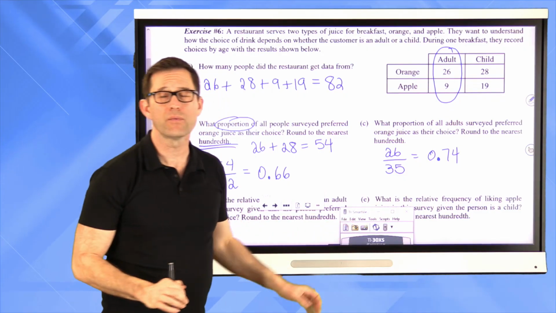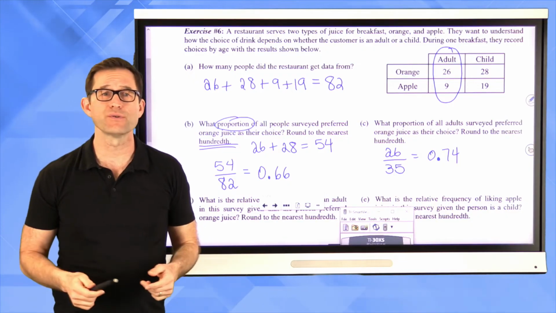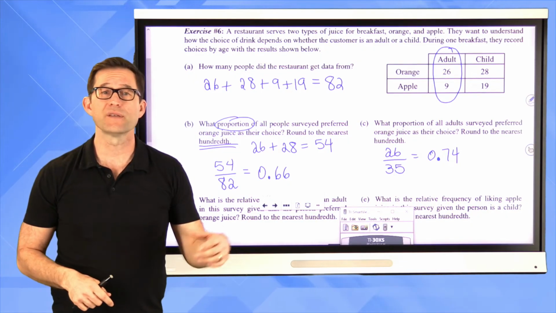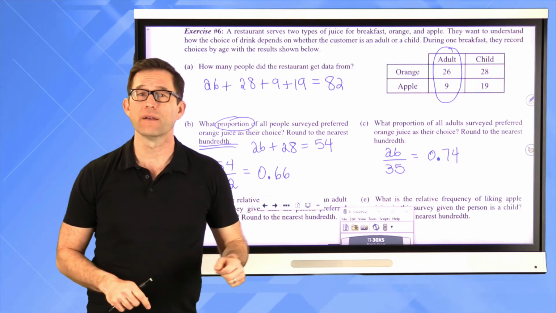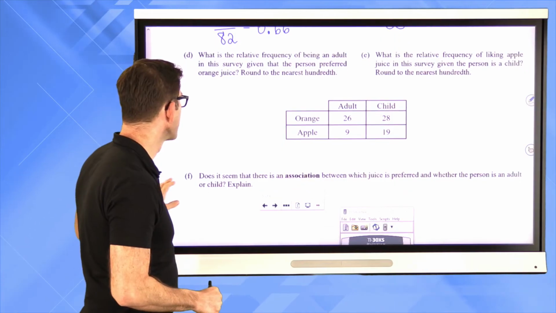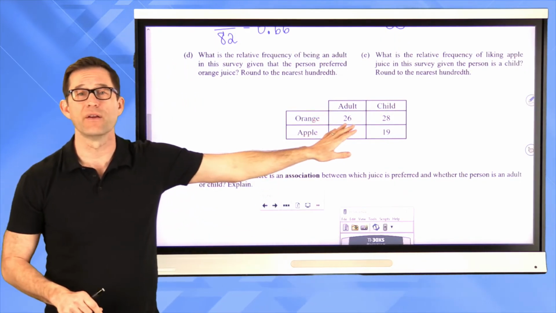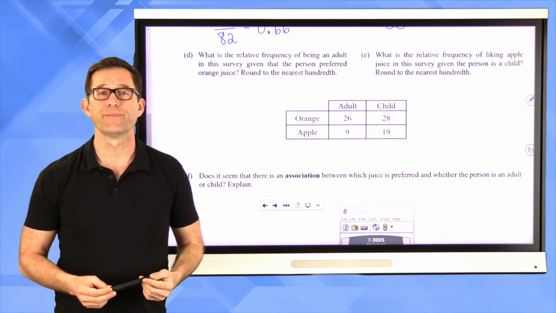And again, it's simple enough. 74% of all the adults chose orange juice. You could then say 26% chose apple juice, but 74% chose orange juice. All right, I've reproduced it right here so that we can see that frequency chart again. Let's take a look at letter D.